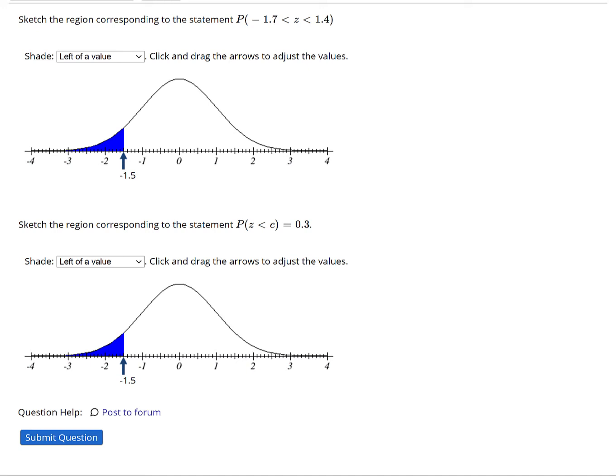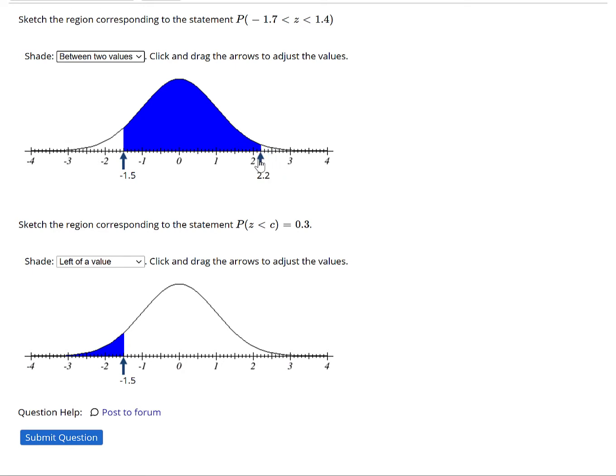Sketch the region corresponding to the statement, the probability that z is between negative 1.7 and 1.4. In order to do this, what we first need to realize here is that this is asking for a probability between two values. So we need to change how we're shading on this chart. So we have options for the left, right, or between, or two regions. So we want between in this case.